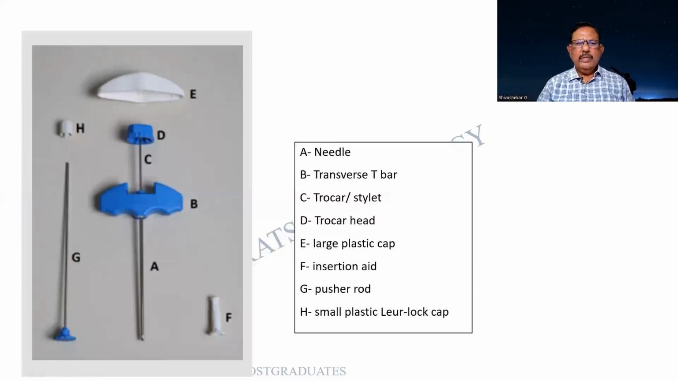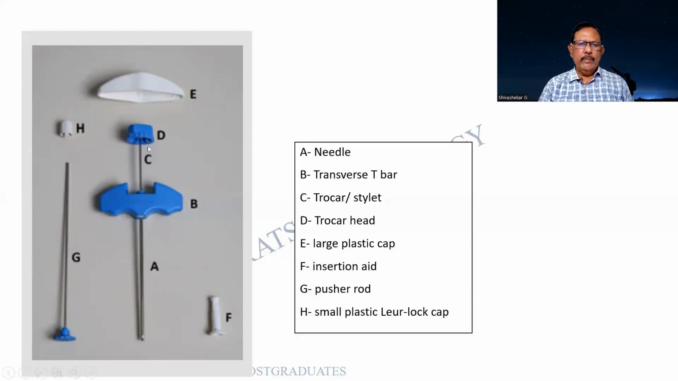Now, this is a disposable needle. You can have a reusable needle or a disposable needle. Wonderful kits are now available. I would like you people to diligently learn by heart the parts of this. A is the needle. B is a transverse bar. Obviously, it gives a kind of a support for the aspirating fingers. There is a trocar or a stillet.